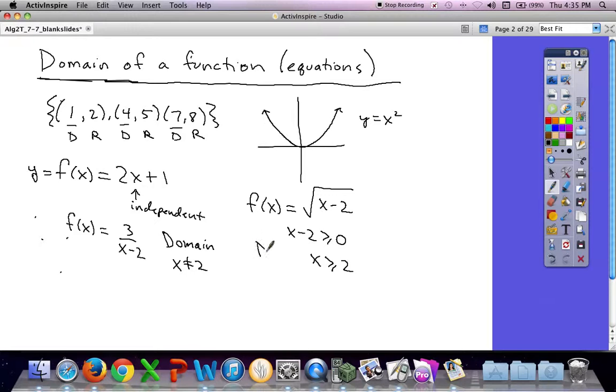That's the domain. So these two situations, we're always talking about the two from now on. Don't divide by 0. Don't take the square root or the even root of a negative number.